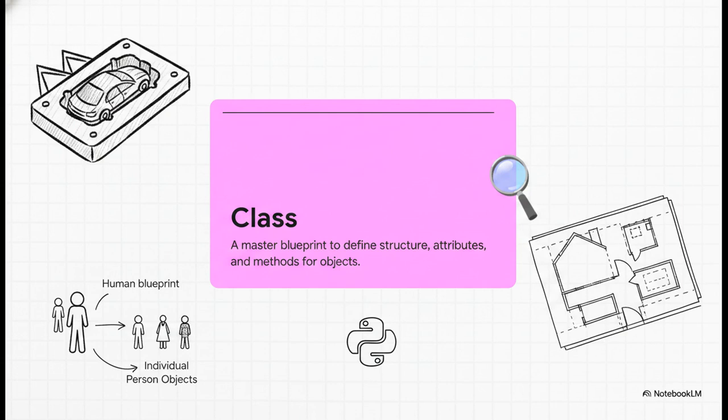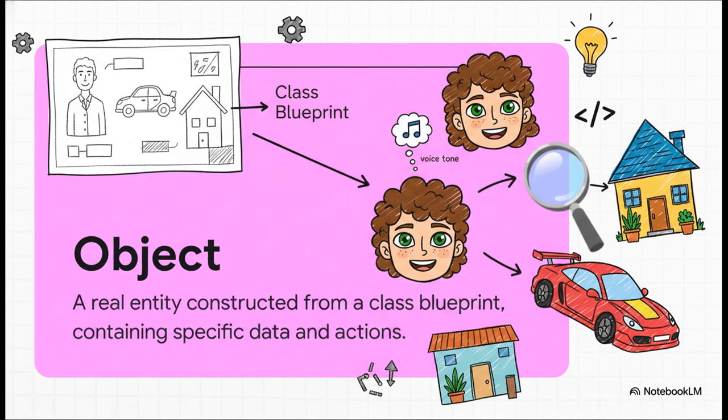Let's break that down a bit more. Think of a class as your master blueprint or structural template. It's exactly like a factory mold for a plastic toy or an architectural plan for a human. The class itself doesn't physically exist as a specific person, right? It just strictly defines the structure, the required attributes, and the available methods for creating something that actually will exist later. Which brings us straight to the object.